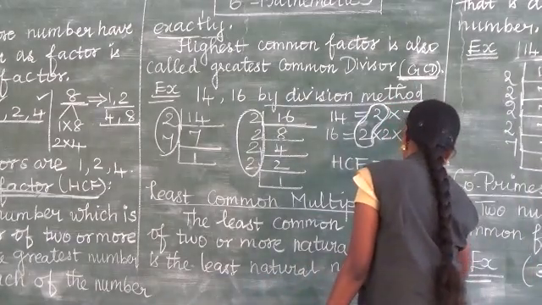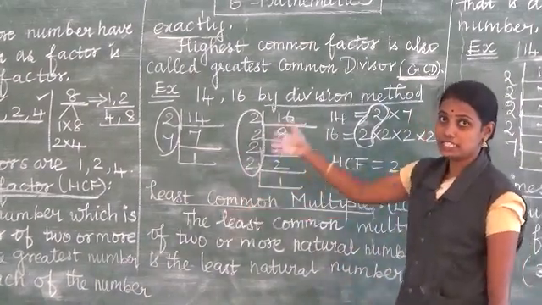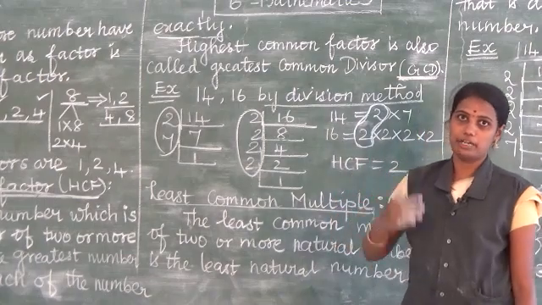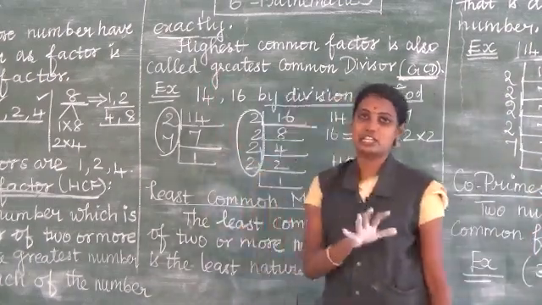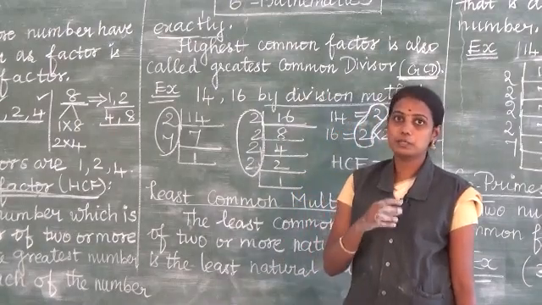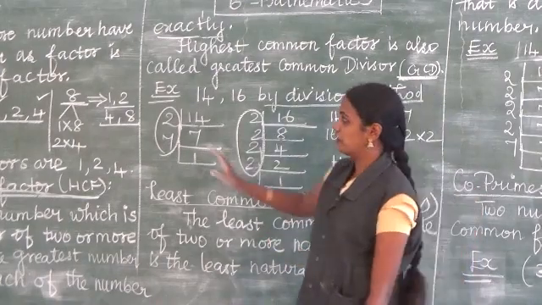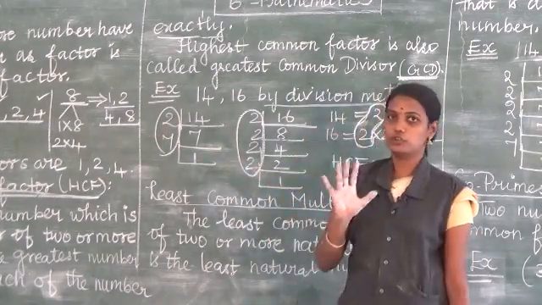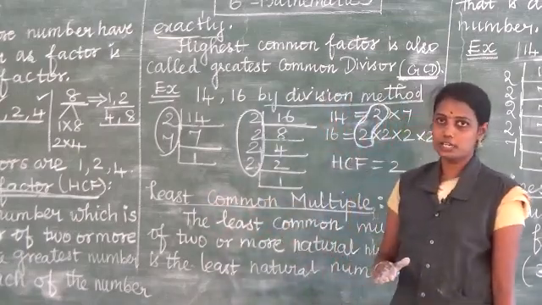LCM. What is this? That is highest common factor, and this is least common multiple. Common multiple and common factor: the factors are of the given number, the multiples are of the given number. So common means you know the meaning very well. I am going directly to least common multiple.